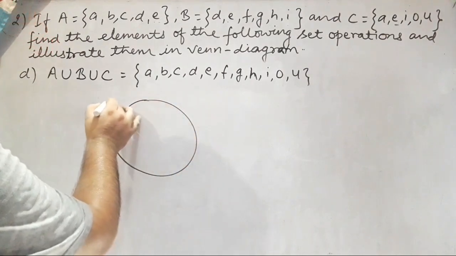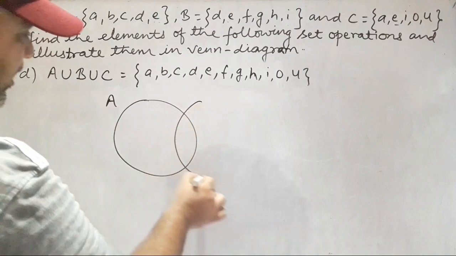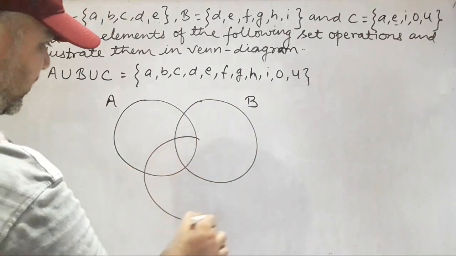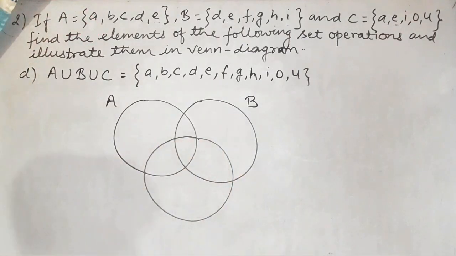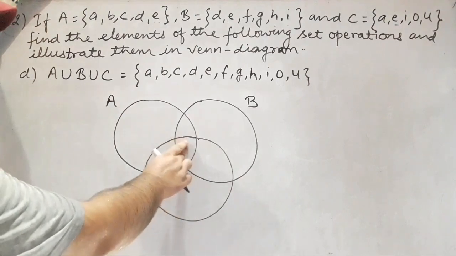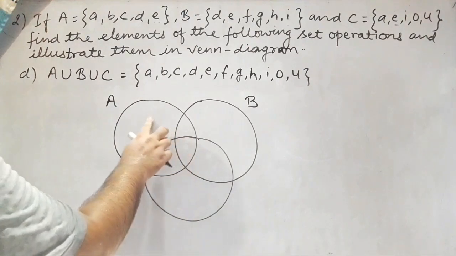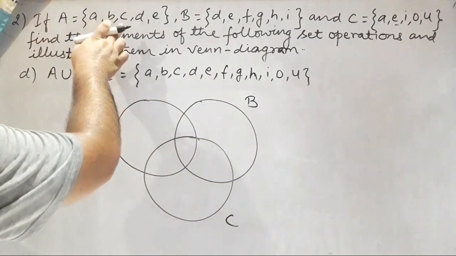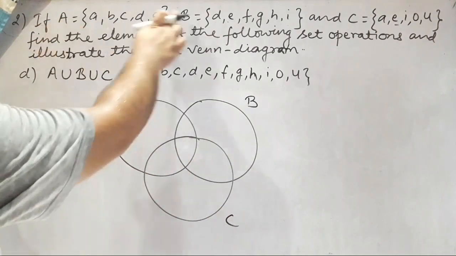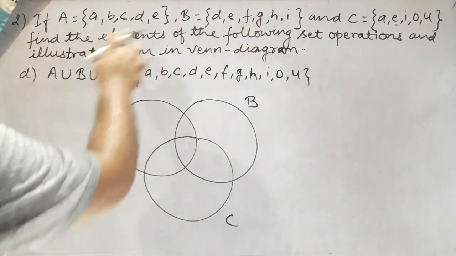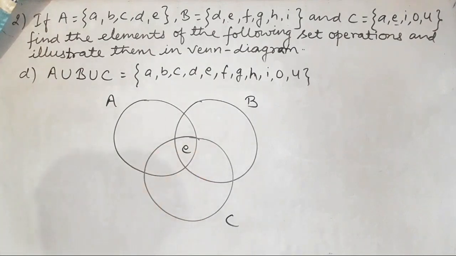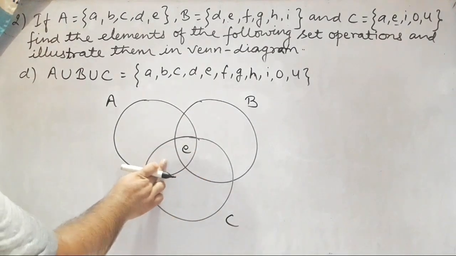Okay, this is set A. This is set B. And this is set C. These three are overlapping sets. We will fill the elements here one by one. Let's start from here. This is the part common in all three sets, A, B and C. So let's find the element common to sets A, B and C. The element E is common in all these three sets.